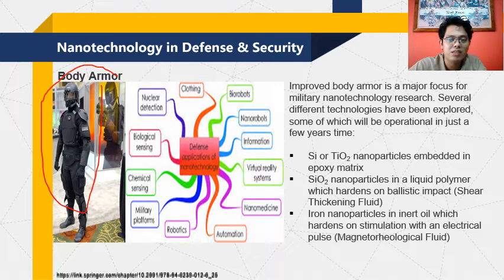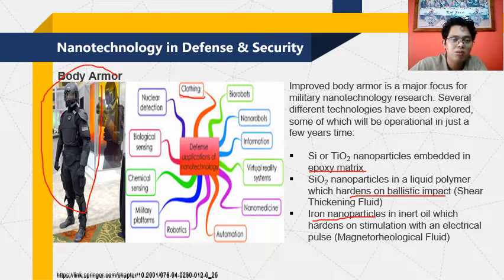Now, some of those researches include silicon or titanium oxide nanoparticles embedded in epoxy matrix, silicon oxide nanoparticles in a liquid polymer that can harden on ballistic impact, or shear thickening fluid, and even iron nanoparticles in inert oil, which hardens on stimulation of electrical pulse, or magnetorheological fluids.